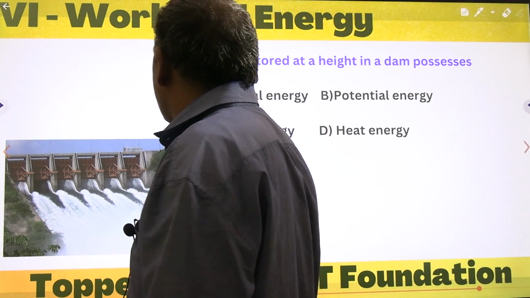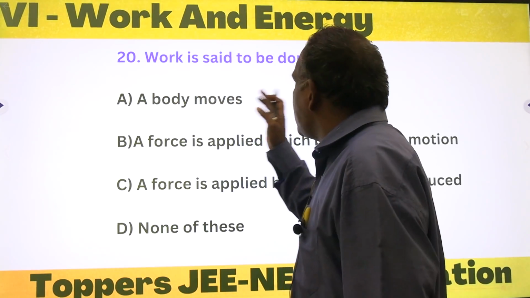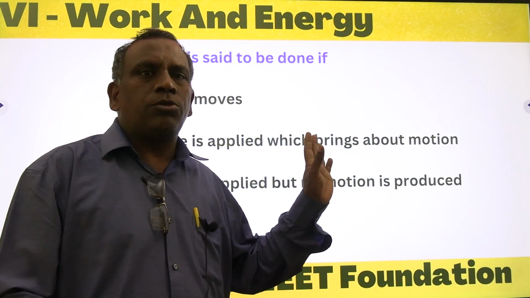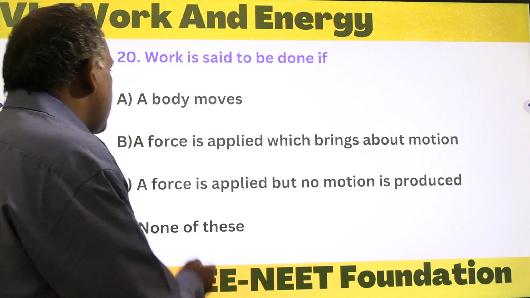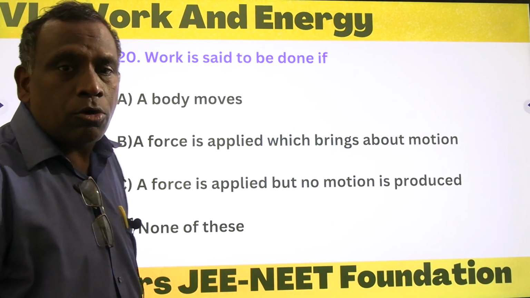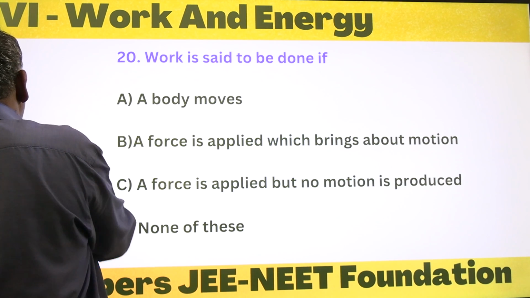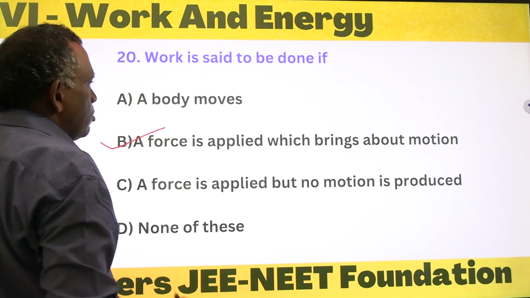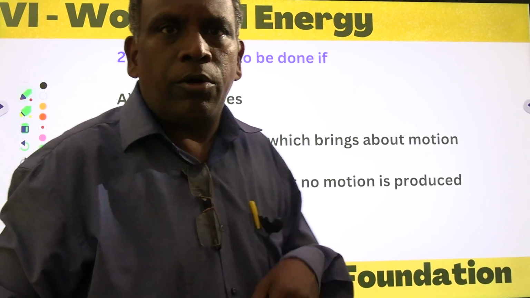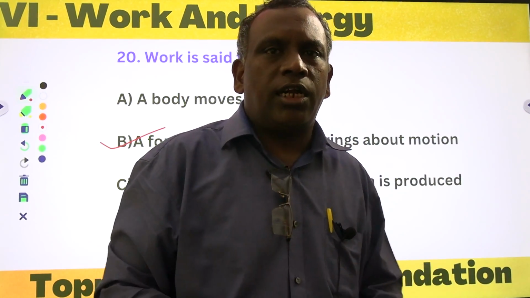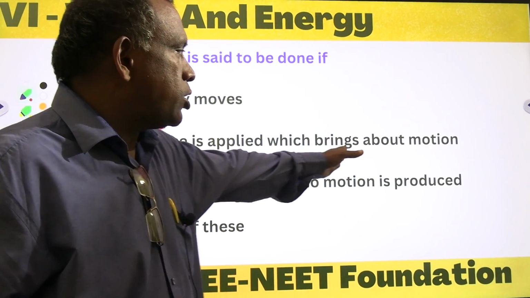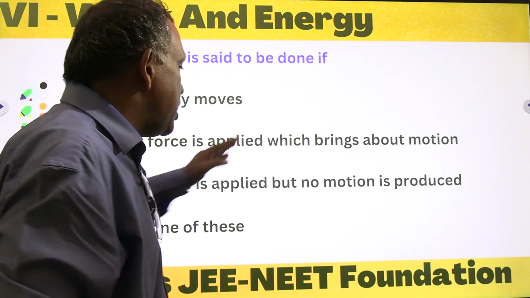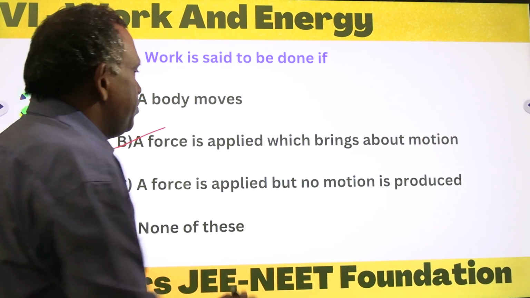So coming to the 20th question: work is said to be done when. This is also a repeated one. In conceptual it is there. The answer is a force is applied which brings about motion. That is option B. Option B is the correct answer. Whenever a force acts on a body, it displaces in the direction of the force. So there is a motion brought about because of the force. That's why option B is correct. The remaining options are not correct.